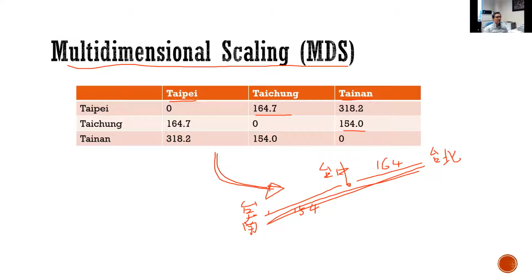Of course, if you have no idea whether Taipei or Tainan is in the south or the north, you may have a different layout, but this layout will at least satisfy the distance matrix relation.